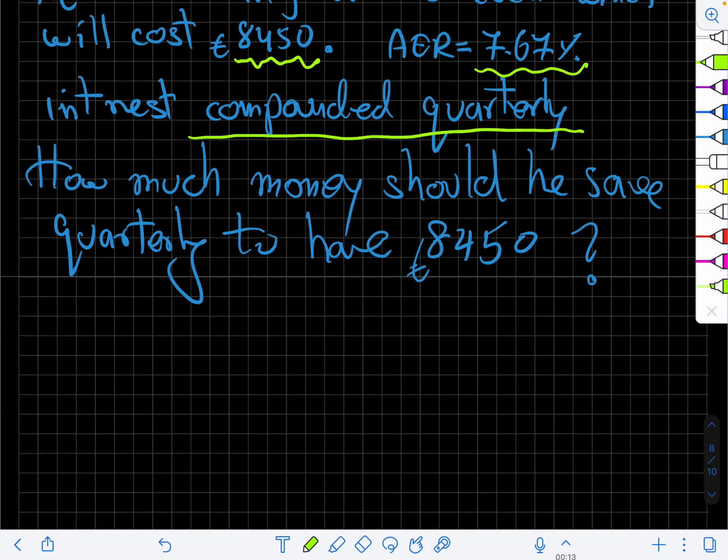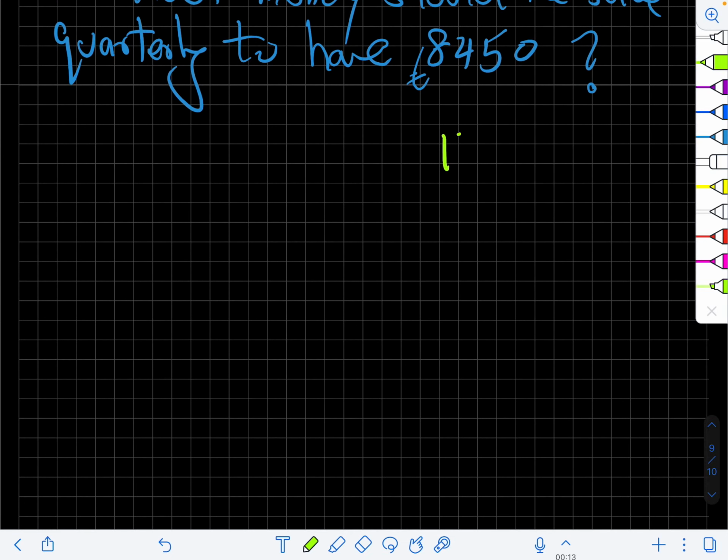So again, this is a saving question. We use the formula for a saving question, which means the final value will be the present value, the principal, plus the interest rate, depending on how many terms we have. For this question, he's going to save quarterly, and he's going to save for 7 years. So 7 times 4 gives us 28 terms of savings.